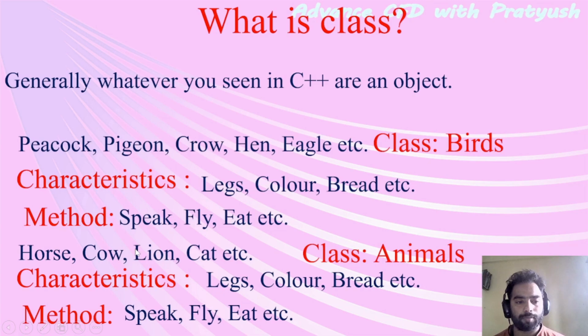Similarly, if I talk about the horse, cow, lion and cat, you can classify all these objects into the group of animals. So animal is the class for these objects and they have characteristics like legs, color and breed. And for the methods, they also speak, but they cannot fly. That method does not fit for this class, and they eat. So these are the characteristics, these are the methods.